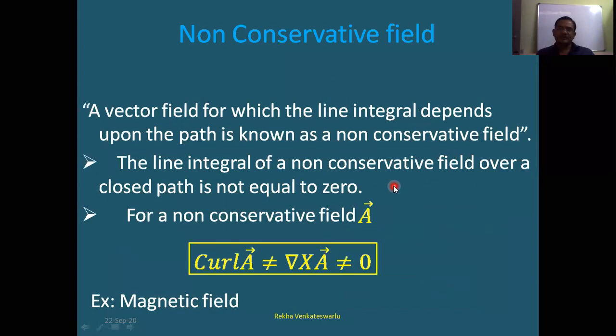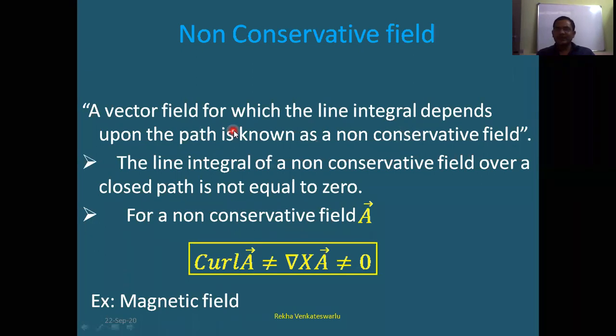Now, what about a non-conservative field? The property is opposite, sir. A vector field is said to be a non-conservative field only when the line integral depends upon the path. If the line integral doesn't depend upon the path, that is called a conservative field. That depends only on the endpoints, the initial and the final points. So what path you followed doesn't matter there.